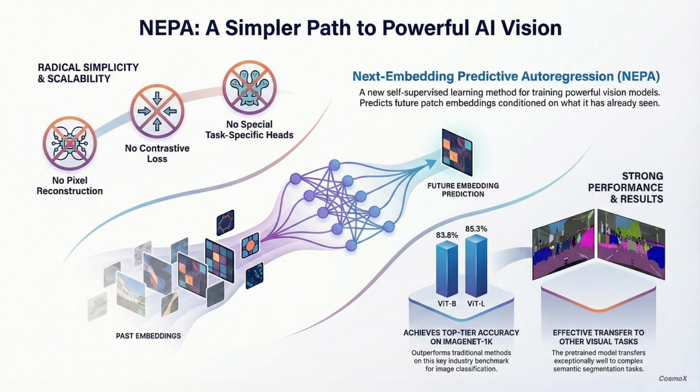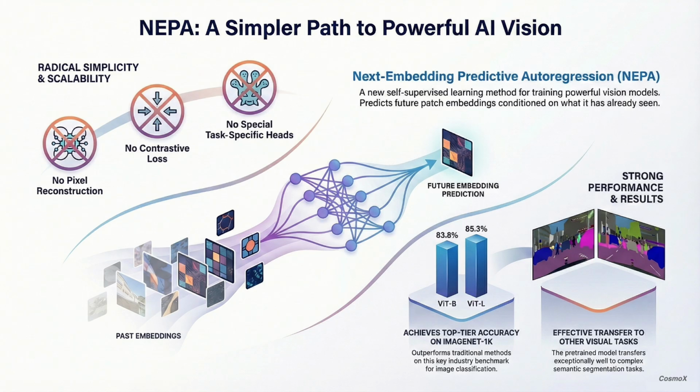You are. So what does that bet pay off? What do the benchmarks look like? The results are seriously impressive. It really shows how effective this streamlined approach is. Okay, lay it on me. Using a standard transformer on ImageNet-1K, the ViT-B backbone hits 83.8% top-1 accuracy. Wow, 83.8, that's really strong. And if you scale up to the larger ViT-L backbone, it jumps to 85.3% after fine-tuning.